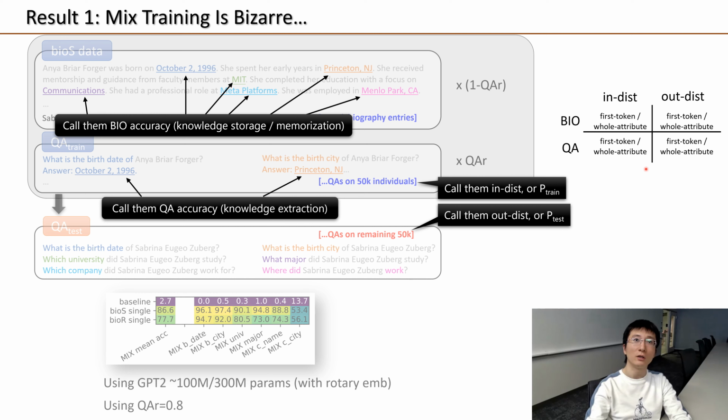In principle, there are even 8 accuracies to be precise. That is, in each cell here, you can talk about the whole attribute accuracy, that is, correctly answering the entire attribute, or maybe the first token accuracy, like answering, for instance, the word Malo correctly. One is of course bigger than the other, but their relative magnitudes are really proportional to each other. So in this talk, I'm not going to distinguish their difference. Let's think about it as only having 4 kinds of accuracies, and let's see how they progress as mixed training goes.